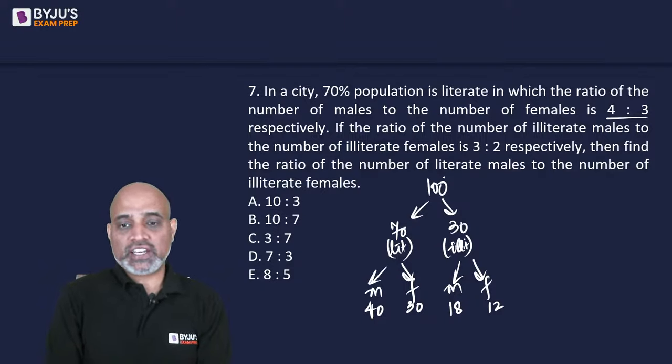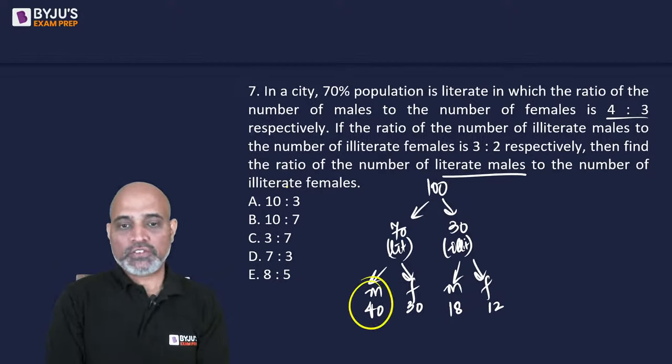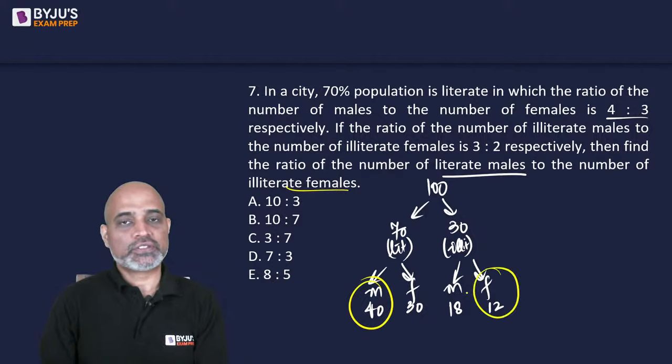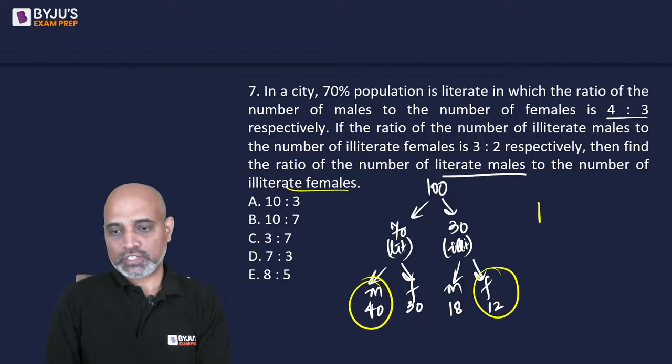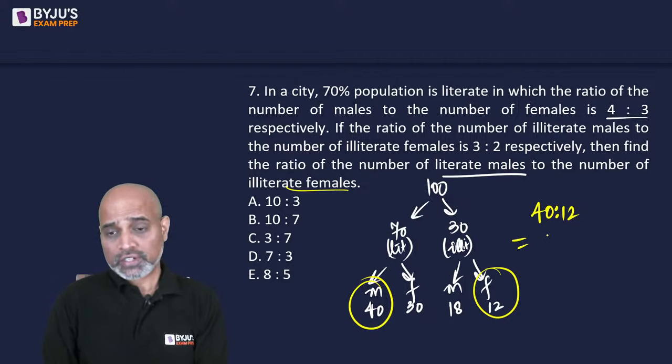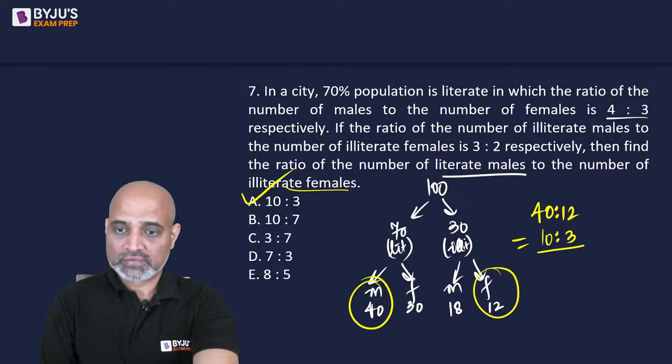The question is, find the ratio of the number of literate males, which is this 40, to the number of illiterate females, which is this 12. So you have to simplify 40:12. They both are divisible by 4. So this will result in 10, this will result in 3, so 10:3. Option A. Good. Jay, Atrangi, Yash.